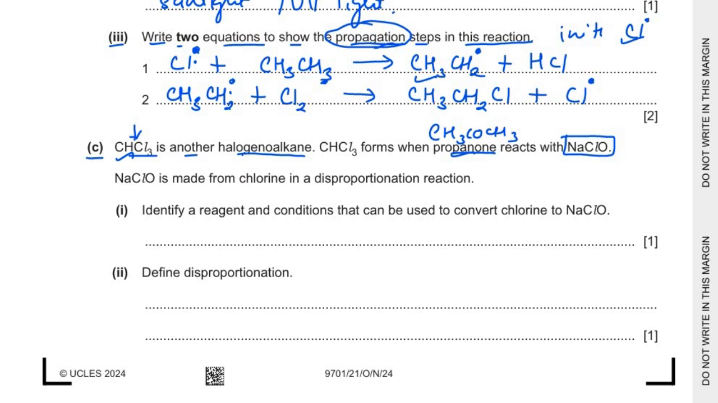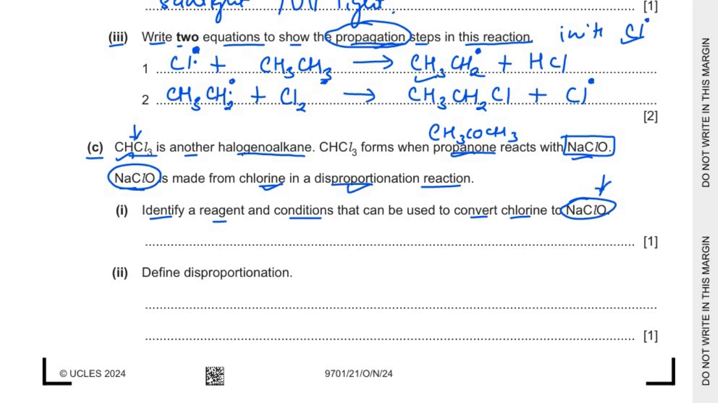CH3COCH3 is propanone, and that reacts with the sodium chlorate. Now sodium chlorate is made from chlorine in a disproportionation reaction. Identify a reagent and conditions that can be used to convert chlorine to NaClO. They have already said that chlorine is reacting with a reagent in a disproportionation reaction to form NaClO. So chlorine should react with what reagent to form this product?